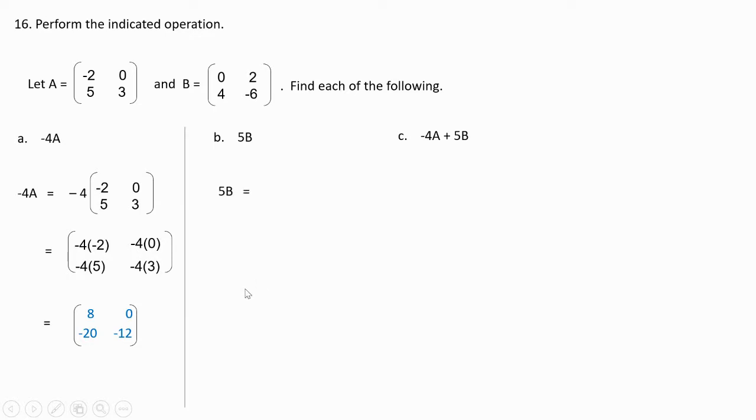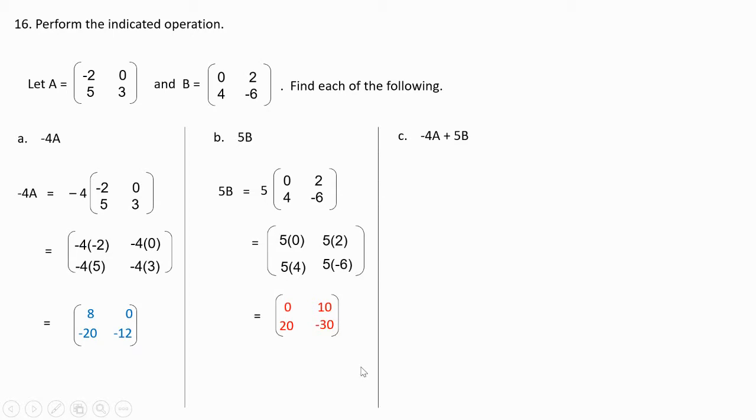Now for 5B, there's my coefficient. There's matrix B, 0, 2, 4, negative 6. So in the same manner, that's what I do. 5 times 0, 5 times 2, 5 times 4, and 5 times negative 6. So 5 times 0 will give us 0. 5 times 2 will give us 10. 5 times 4 will give us 20. And 5 times negative 6 will give us negative 30. So this is the answer for part B.